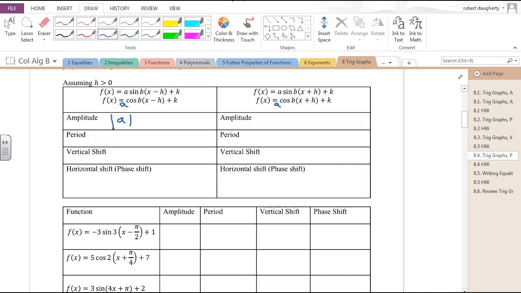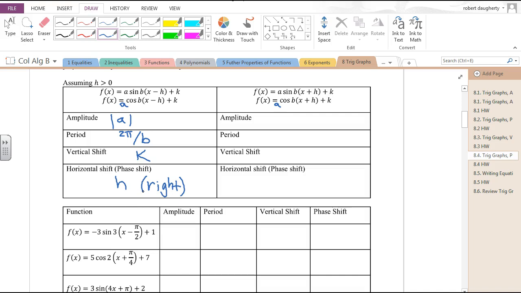How do I find the period? Yeah, it's 2 pi divided by B, okay? Which of those is my vertical shift? K is my vertical shift, okay? In this case, if I've got H being a positive number, x minus H, this moves me where? Minus moves me to the right. So the phase shift is H to the right, okay? That tells me how far this graph moves to the right.